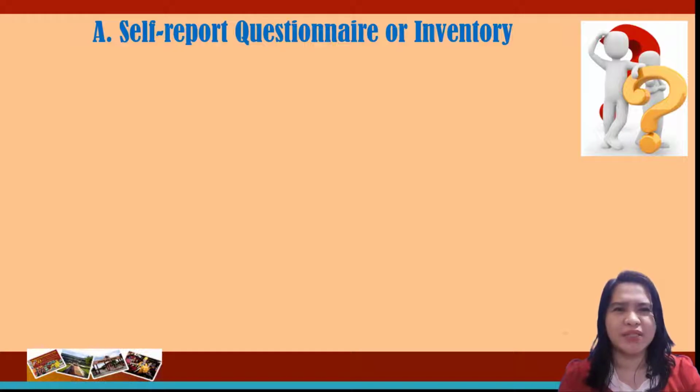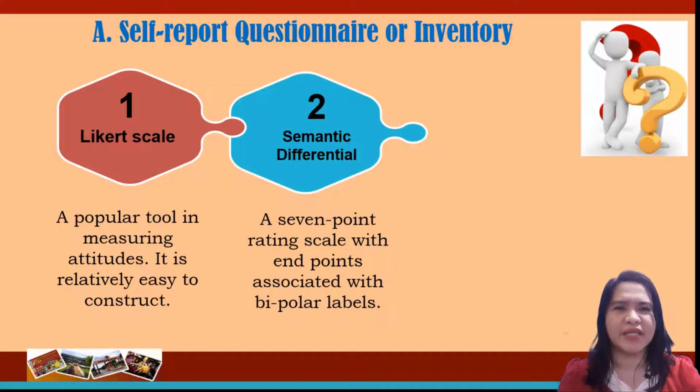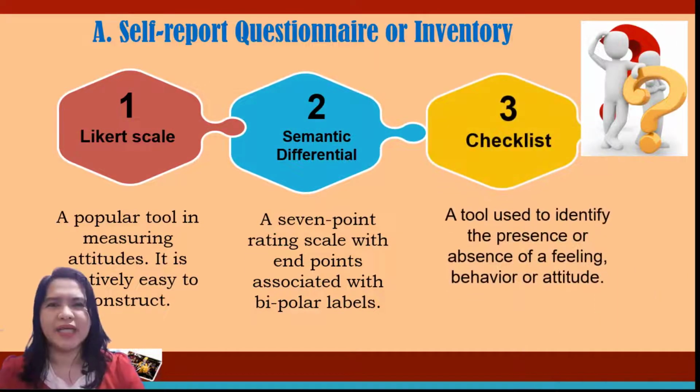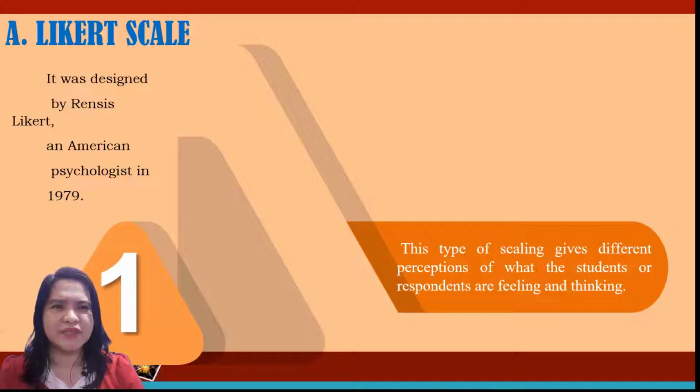Although this assessment tool is easy to administer, one limitation of this tool is the truthfulness or biases in the gathering of factual data. It is important to note that under a self-report questionnaire or inventory, we can have the Likert scale, semantic differential, and the checklist. The Likert scale was invented by Rensis Likert. This type of scaling gives different perceptions of what the students or respondents are feeling and thinking.